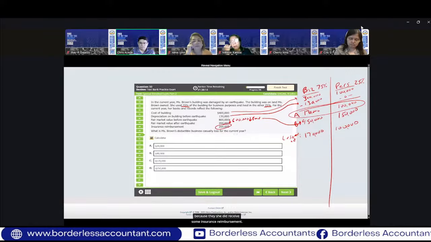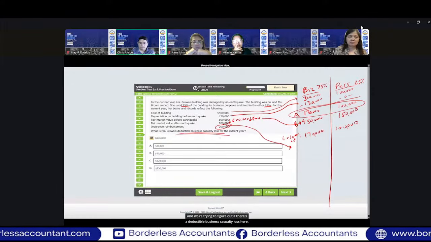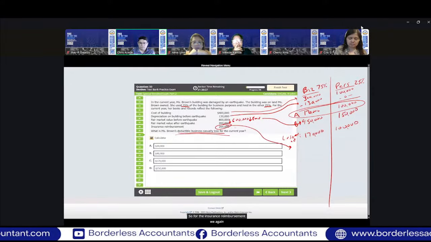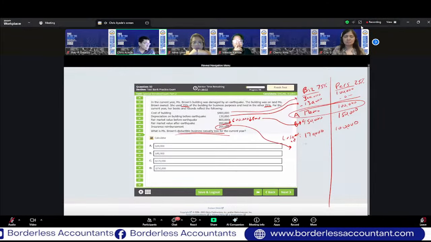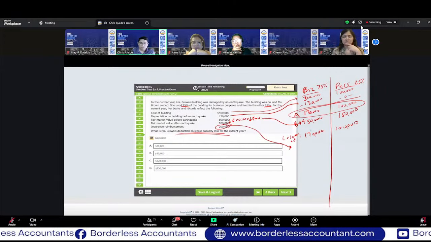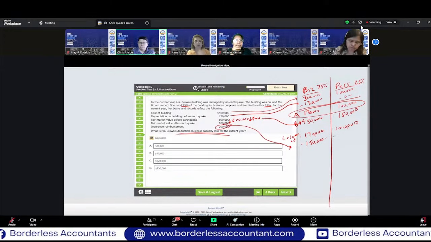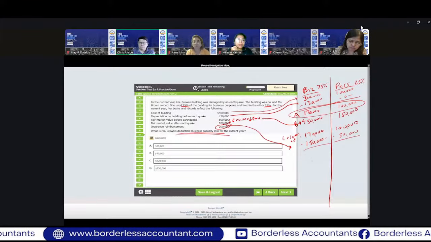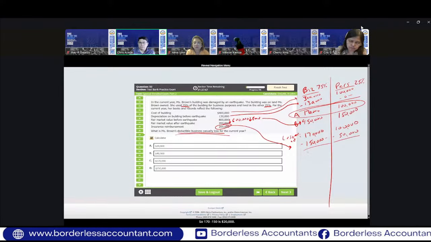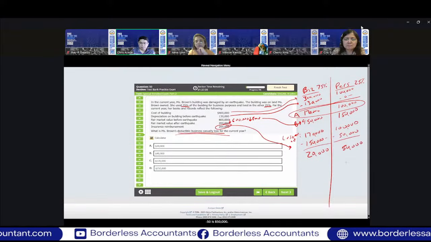Because she did receive some insurance reimbursement, and we're trying to figure out if there's a deductible business casualty loss here. For the insurance reimbursement, we again have to do the 75-25 split. So 75% of $200,000 is $150,000, and the remainder of $50,000 would be attributable to personal. So 170 minus 150 is $20,000, and then 100 minus 50 is $50,000.